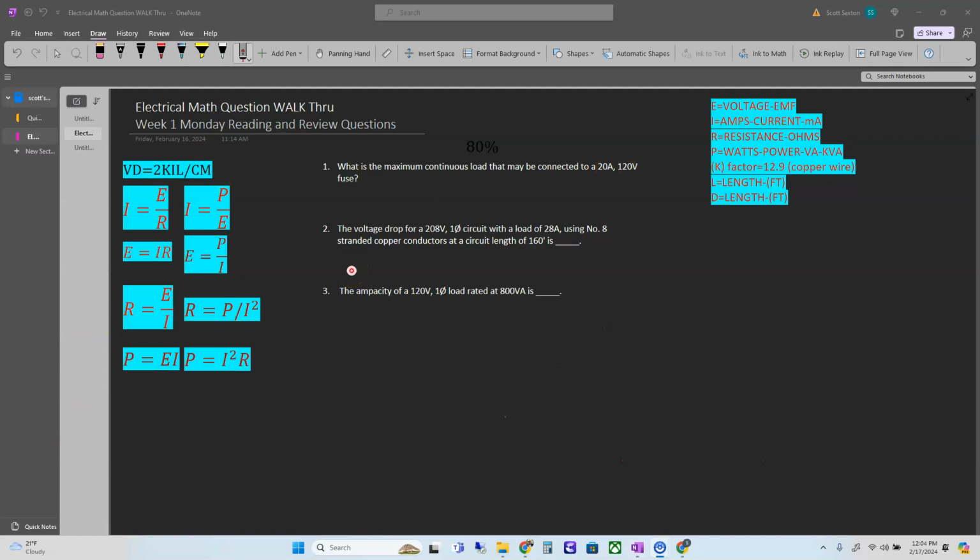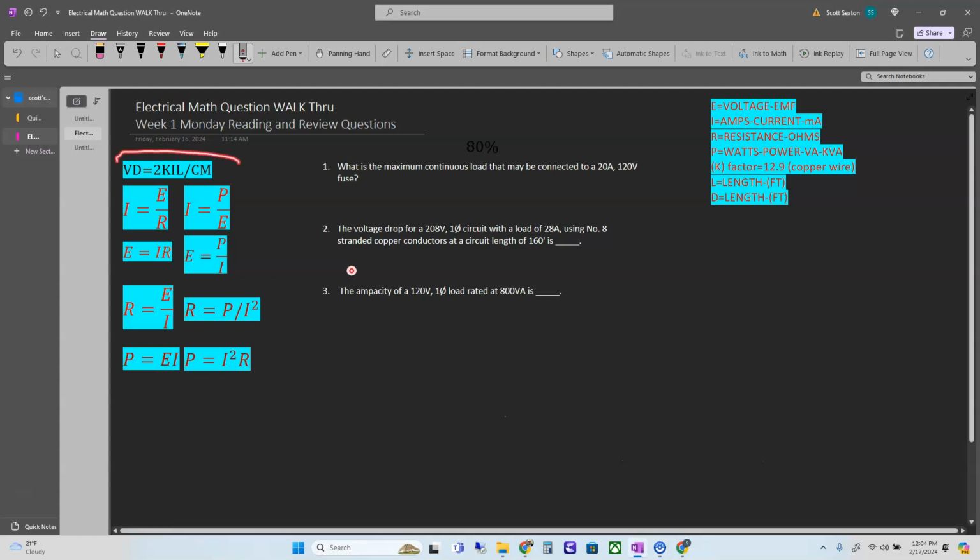Okay, so now question number 2. It's a voltage drop question. Well, we need to come up here and look at this formula. As a matter of fact, I've put formulas here for everyone to understand. I've got a cheat sheet here. This is the formula to be able to factor voltage drop.